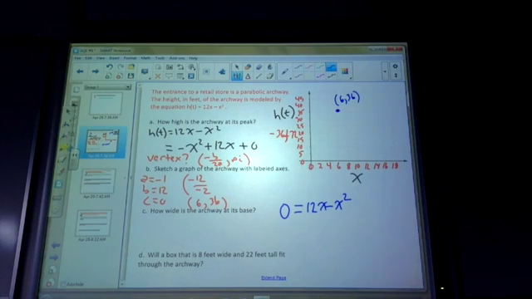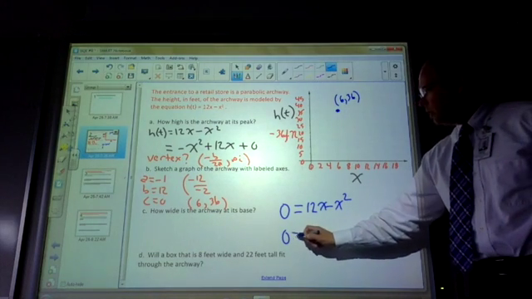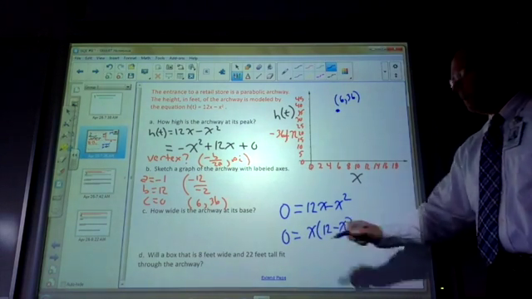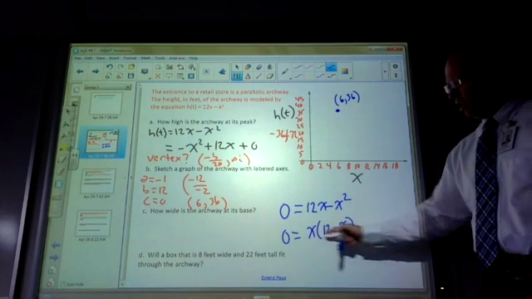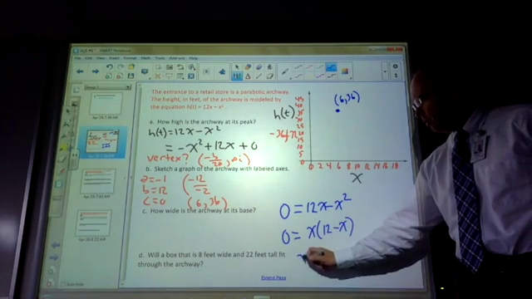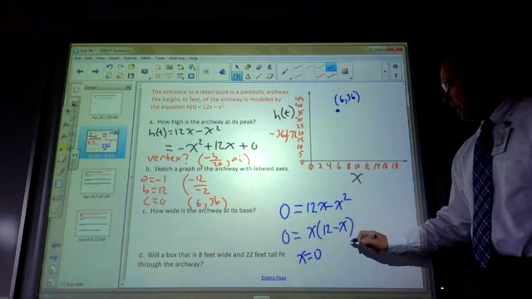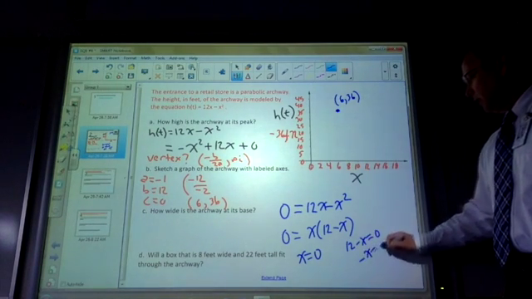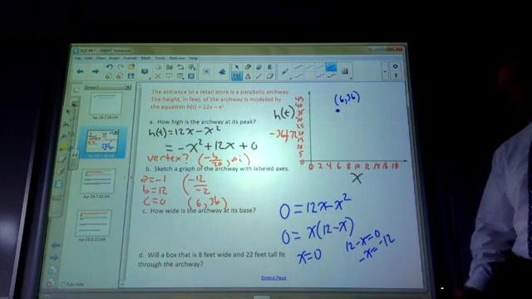Is there a greatest common factor in there? Remember, greatest common factors are numbers or letters. Someone said it, there's an x in common. So 0 is equal to, factor an x out, 12 minus x. Still with me? Then I'm going to take each of these components and set it equal to 0. So I get x equals 0. And then I get 12 minus x equals 0. So that's negative x equals negative 12. So x equals what? 12. Good.